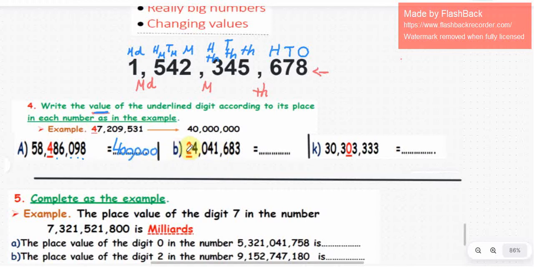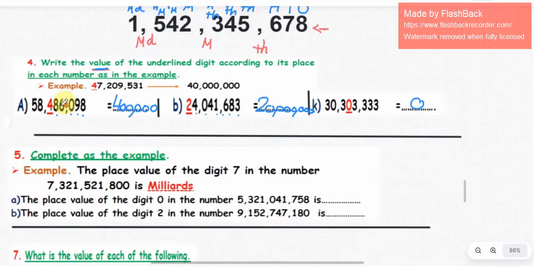Letter B. 24,041,683. I need the value of the number 2. So I have to count how many digits from the right after 2. 1, 2, 3, 4, 5, 6, 7. So I have to put 7 zeros. And don't forget to put the comma after 3 digits. Okay, so it's 20 million. Letter K. The value of a zero. The value of a zero is always 0.